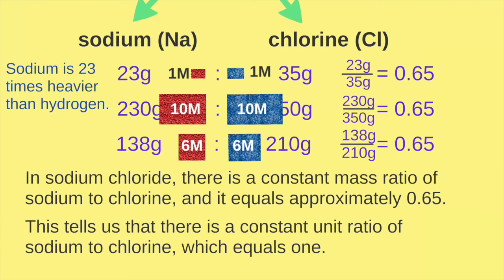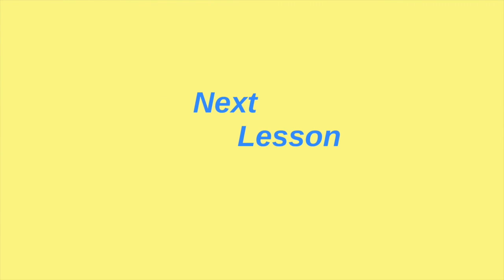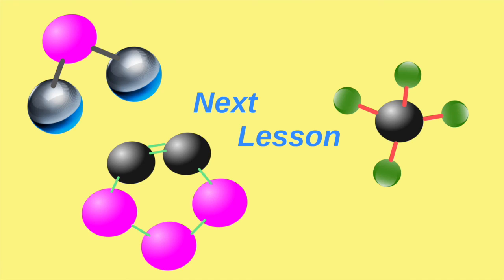This tells us that there is a constant unit ratio of sodium to chlorine, which equals 1. So the mass ratio is 0.65, and the atom-to-atom ratio is 1. In all of the salts we looked at here, the elements are combining in a 1-to-1 ratio. In the next lesson, we'll look at some compounds in which the fixed ratio between the elements is something other than 1.